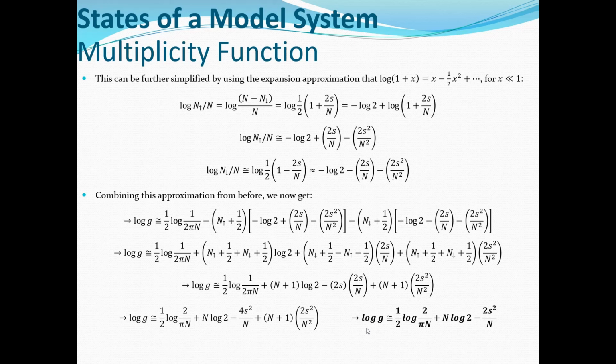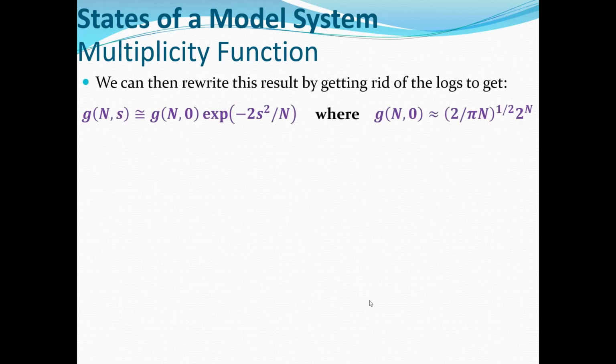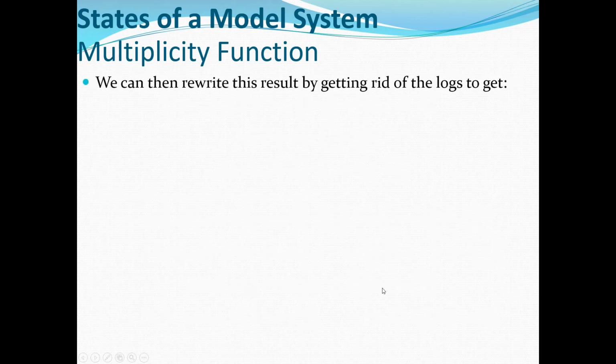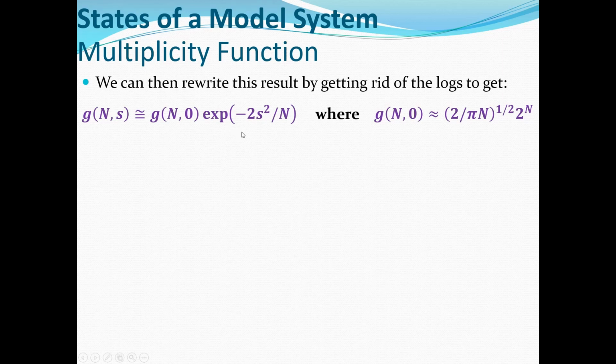Now notice it's not yet purple because we're not done yet. So we want to get rid of the logs. Oh, I guess I don't show the work here, but we could get rid of the logs the same way we did before, or how we normally would get rid of logs, by raising both sides to the e. So raise this to the e, raise this to the e, and it just kind of brings everything together. So our final multiplicity function is given by this equation.